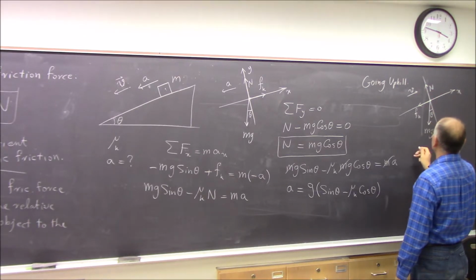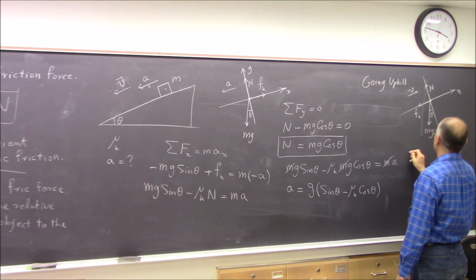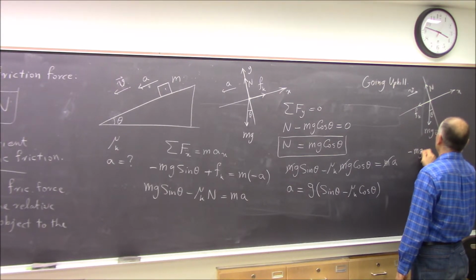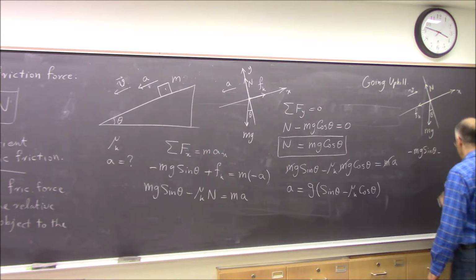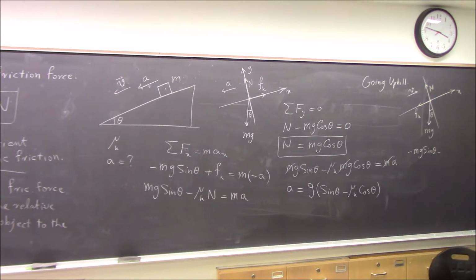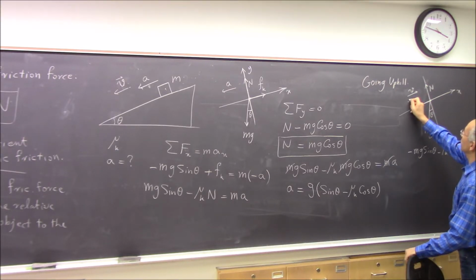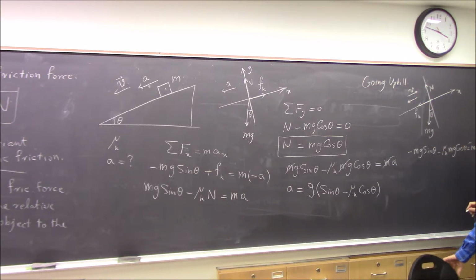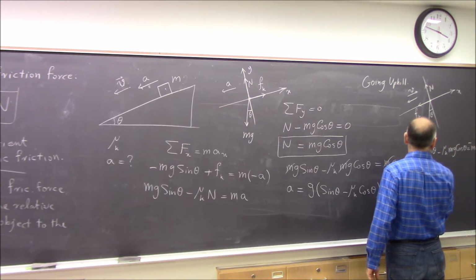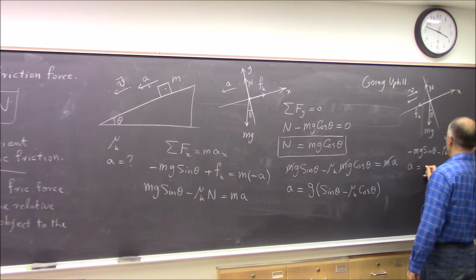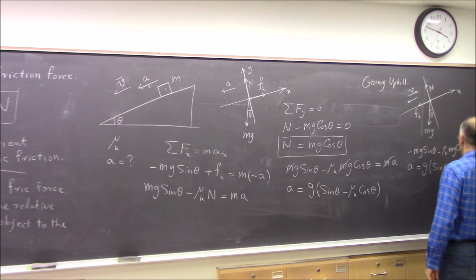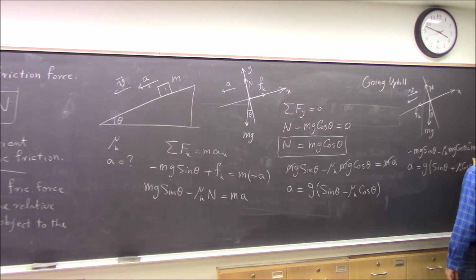Then sum of Fx gives you negative mg sine theta minus mu k times normal force, which is mg cosine theta, equal to ma. Acceleration will be downward, so negative ma. And then the negative m cancels out. Acceleration will have a magnitude of g sine theta plus mu k cosine theta. Right?